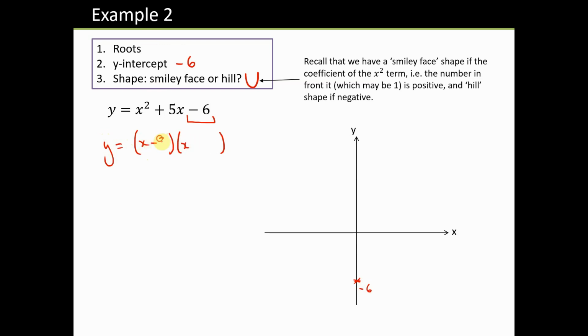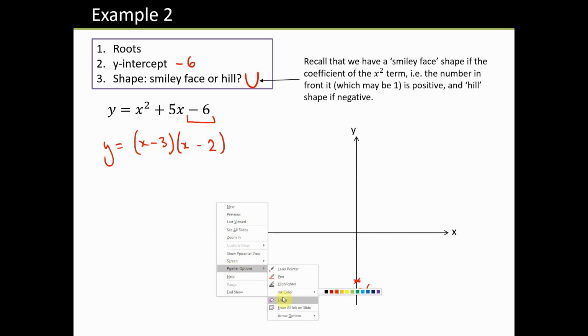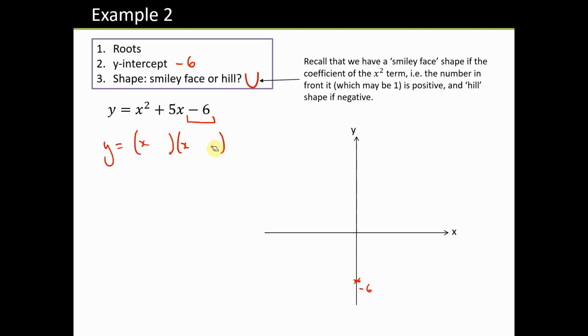Factorizing this is going to be x minus 3, x minus... Nope, that is not correct. Let me get my rubber. I'm jumping ahead there, I did that too fast. That is going to be x plus 6, x minus 1, because 6 take away 1 gives me 5, and 6 times minus 1 gives me minus 6.